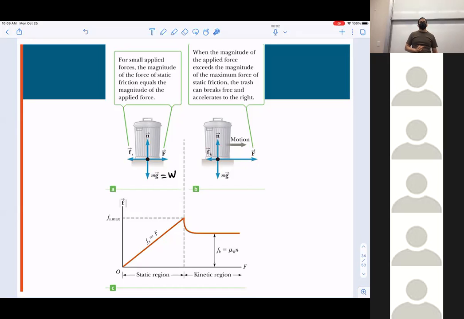Questions on that? You probably never thought you'd think this deeply about moving a trash can, but the next time that you're doing that, think back to physics 1111.